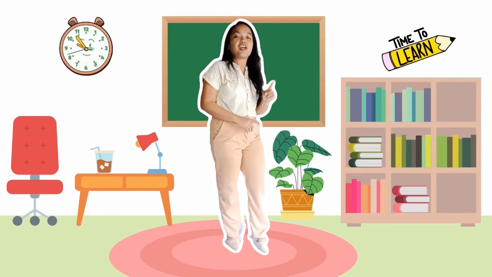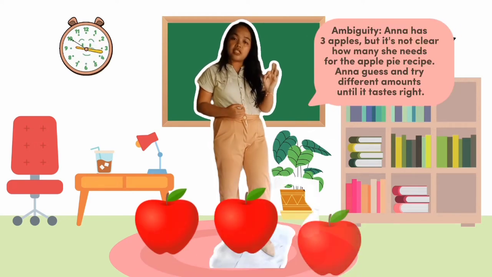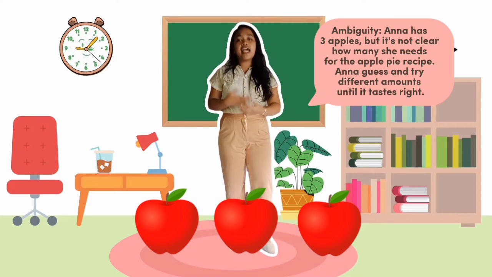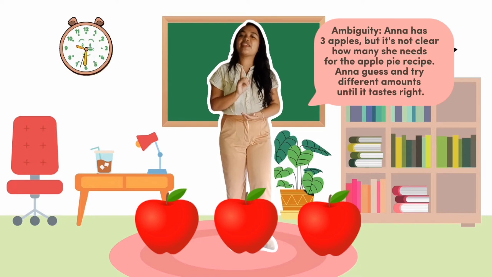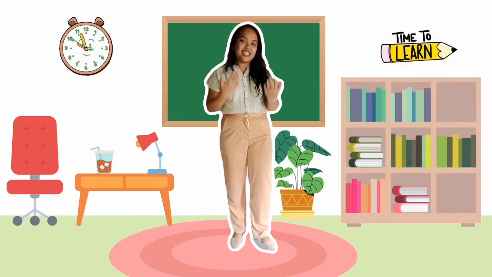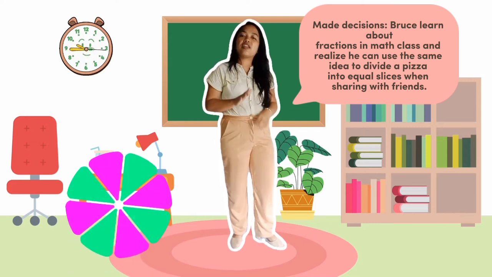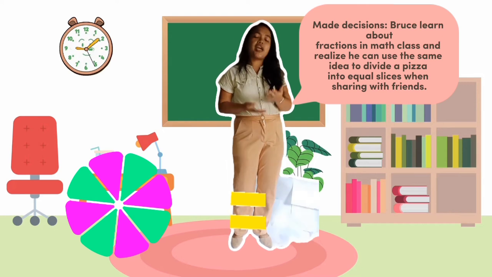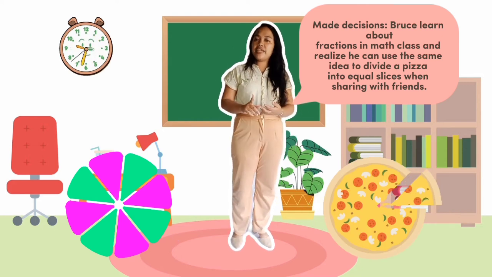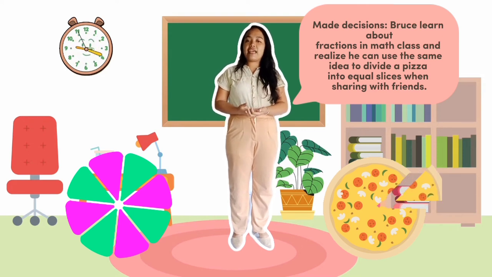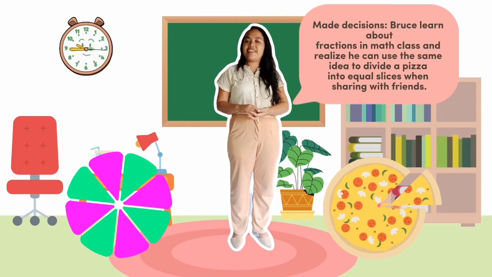For the first scenario, Anna has 3 apples, but it's not clear how many she needs for the apple pie recipe. So Anna made guesses and tried different amounts until it tastes right. For the second scenario, Bruce learned about fractions in math class and realized he can actually use the same idea to divide a pizza into equal slices when sharing with friends.